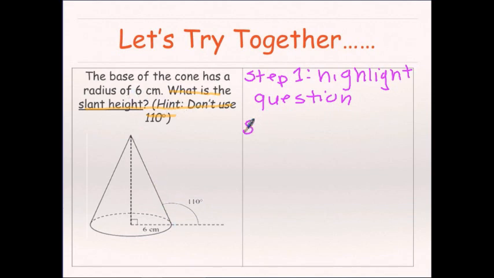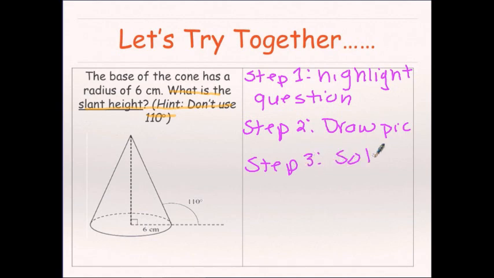Okay, step 2, draw a picture. Well, we're lucky. We have a picture already, so no need for this one. And then step 3, solve the problem. So you may need to figure out whether you're going to use trig or the Pythagorean theorem. Here it says the base of the cone has a radius of 6 centimeters, which they already helped us out on. So here's my picture, and it wants me to find this side. So I'm going to put x right here.